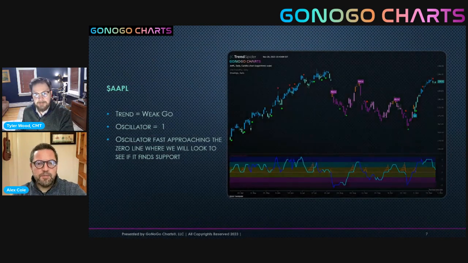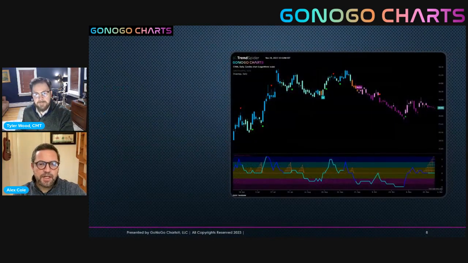That's a great point. The ability to combine traditional technical analysis with the GoNoGo charts is very, very powerful. And you can easily see those market dynamics on the chart, the support levels, resistance levels, trend lines. That's a great point, Tyler.